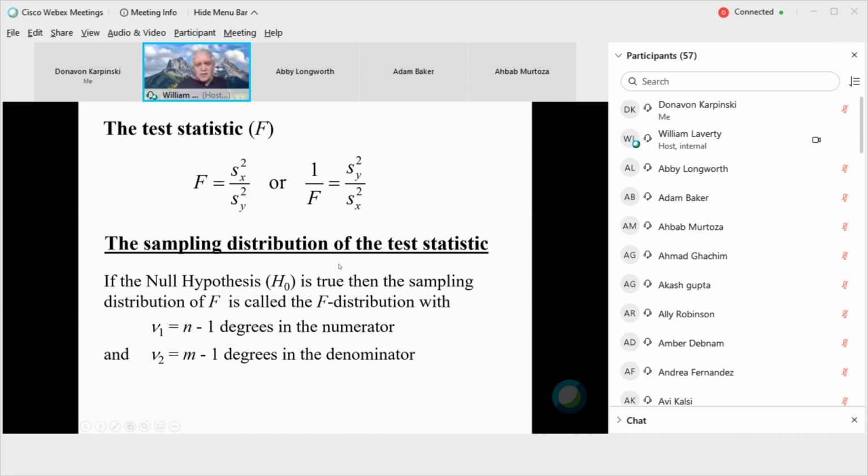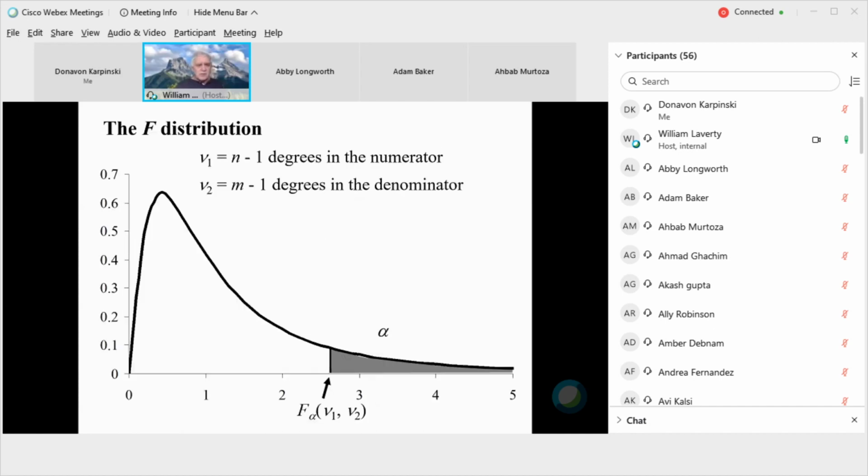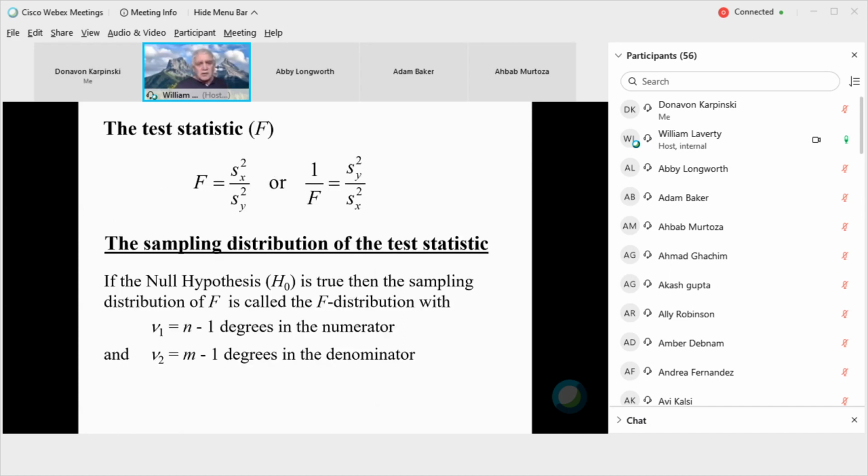The sampling distribution of the test statistic is called the F distribution. It has 2 degrees of freedom, a numerator degrees of freedom, which would be the sample size minus 1 of the numerator, and the sample size minus 1 of the denominator. So when I switch which is in the top and which is in the bottom, this still has an F distribution, but it has the degrees of freedom switched around. There's a graph of the F distribution. It is on the positive axis because Sx squared and Sy squared are always going to be positive.